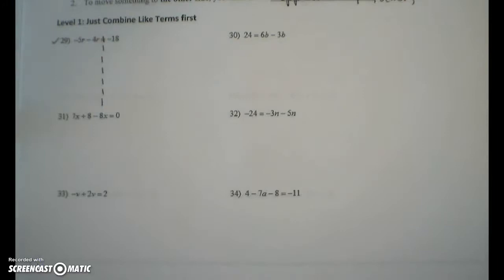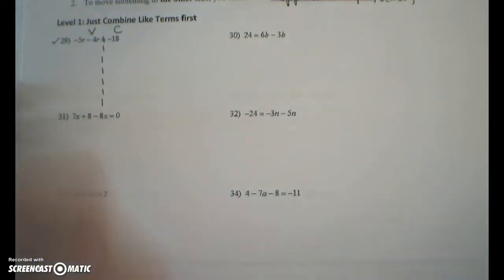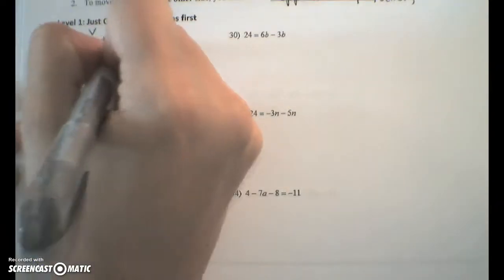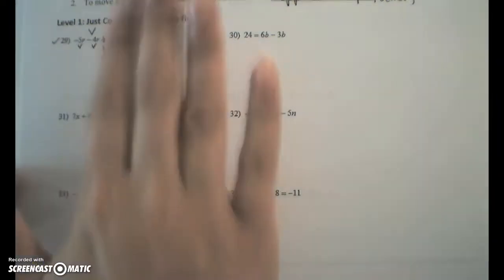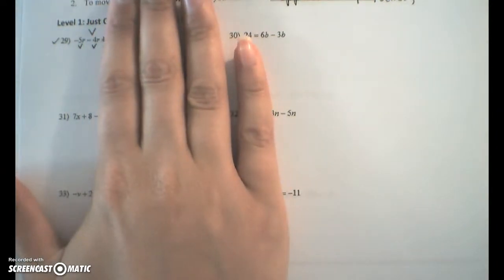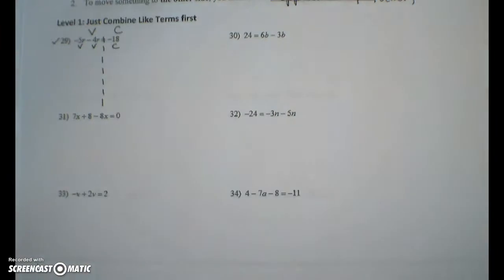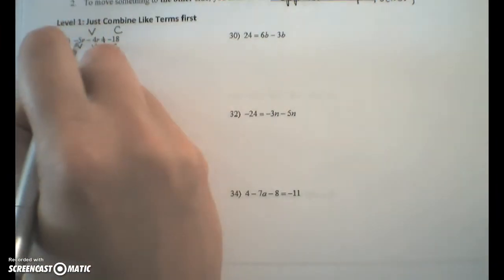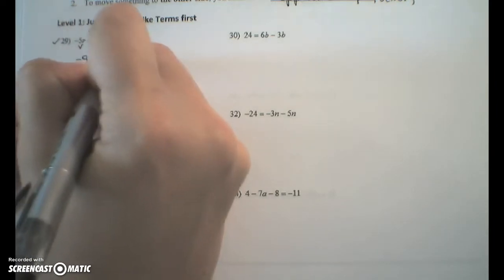Let's go ahead and pick our variable land and constantville. And then let's label variable, variable, constant. Do we have any like terms on the same side? Cover up this side. Are there more than one variable on the same side? Yes. Are they like variables? Yes. So we can go ahead and combine those together. Since they're both r's, we have -5 and -4, so -9r equals, and then our constant.